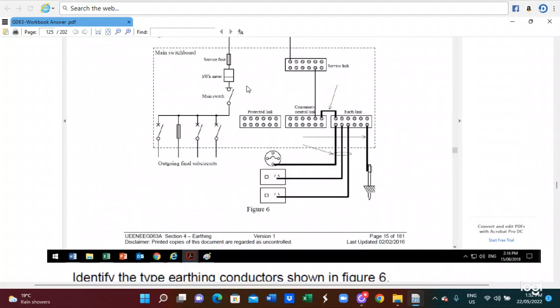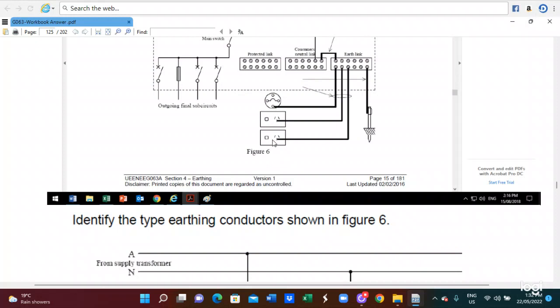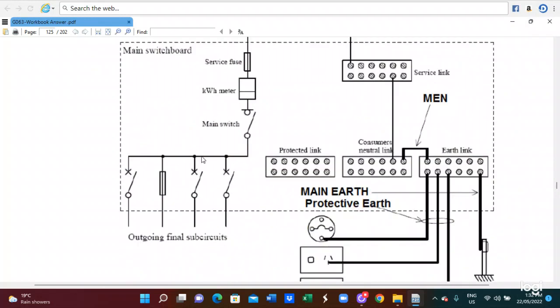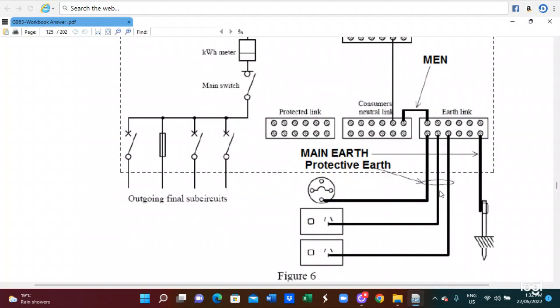So this is all that you can see: the supply main switch and the earth bar, neutral bar, and also the earthing neutral switch and also light connection. And also this diagram shows you can see the service wire, outgoing final circuit, service fuse, main switch, other protective system. You can read in this diagram.